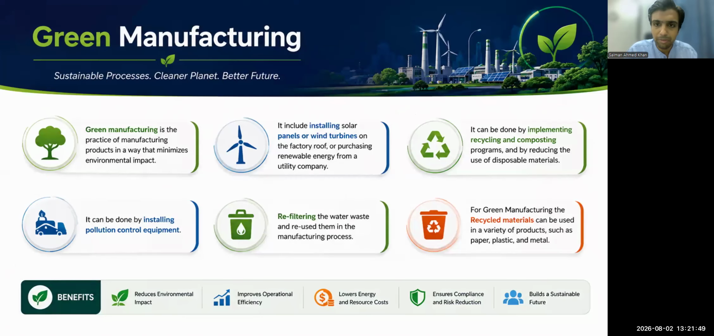Now, what is green manufacturing? Green manufacturing is the practice of manufacturing a product in a way that minimizes the environmental impact. It includes installing solar panels or wind turbines on the factory roof, or purchasing renewable energy from the utility companies, or having your own renewable energy sources in your company. It can also be done by installing pollution control equipment.